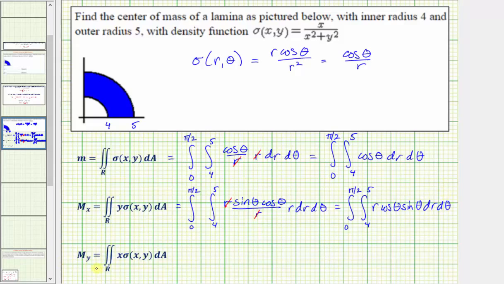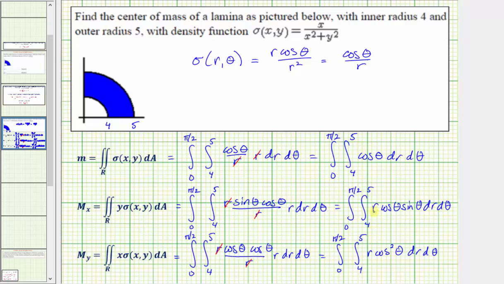And now we'll set up the moment about the y-axis. Again, the region of integration is going to be the same. x is equal to r cosine theta, so we have r cosine theta times the density function, which is cosine theta divided by r, and then r dr d theta. Simplifying again, we have the double integral over the region R. We have r cosine squared theta as the integrand function, dr d theta.